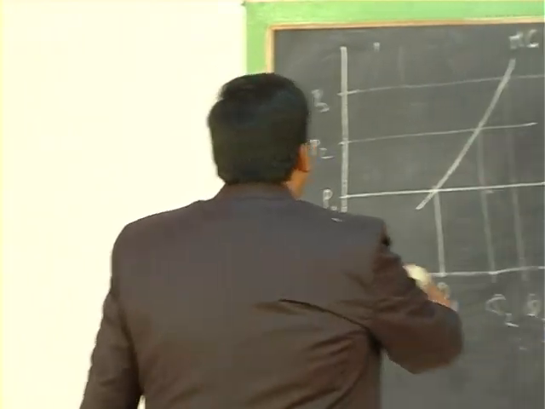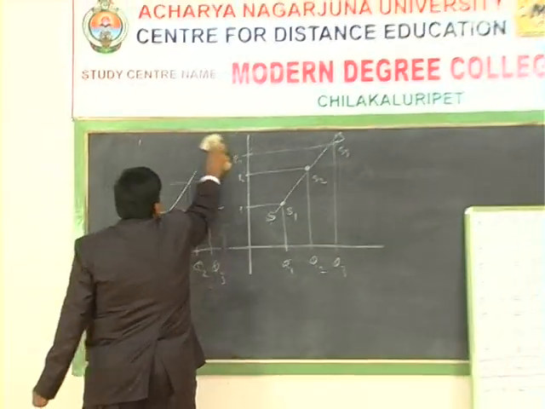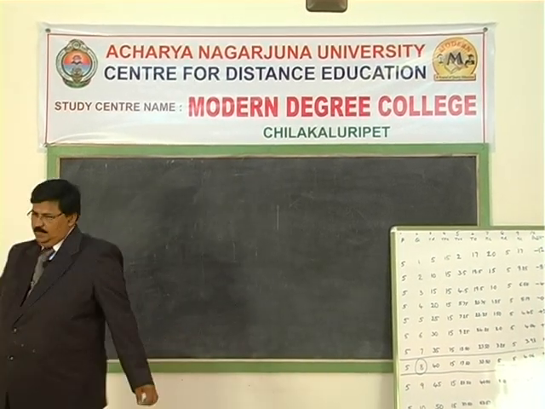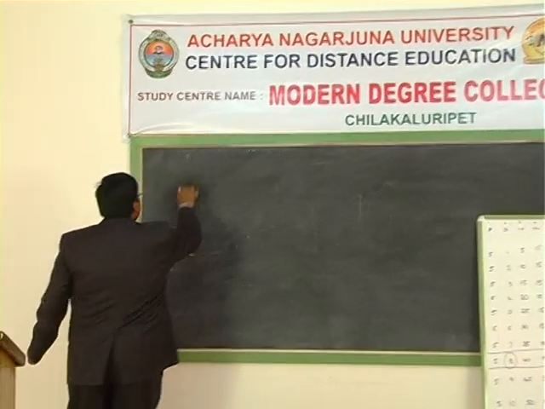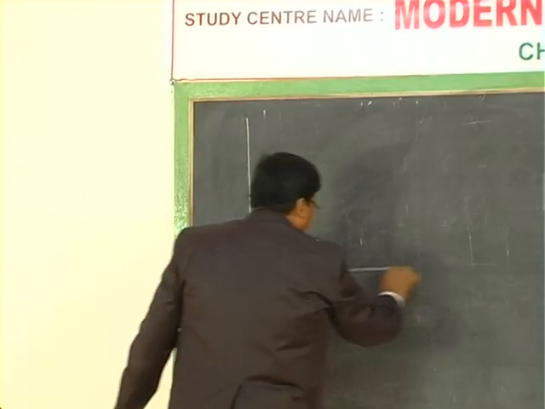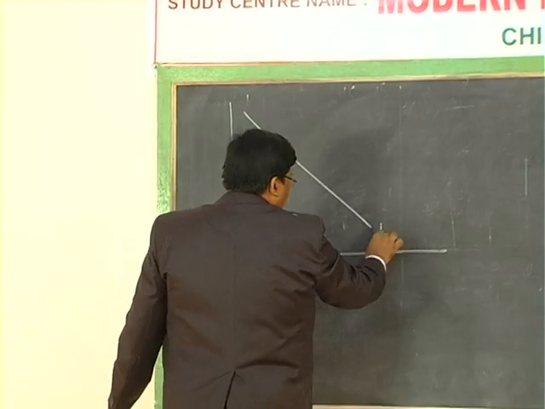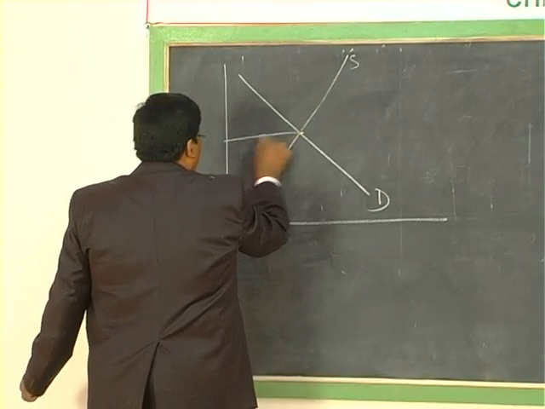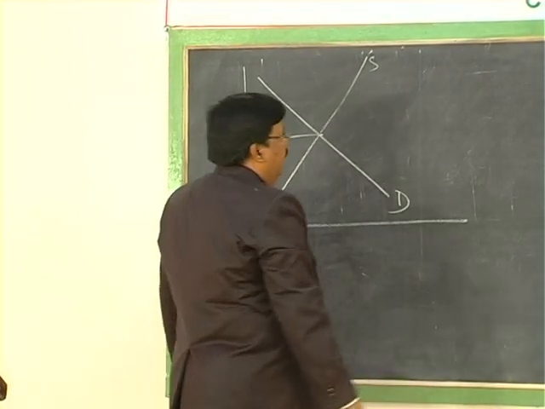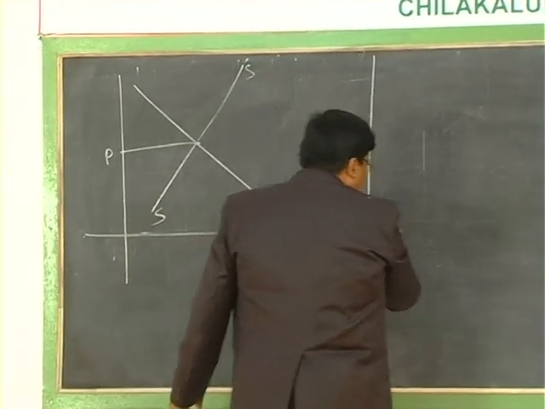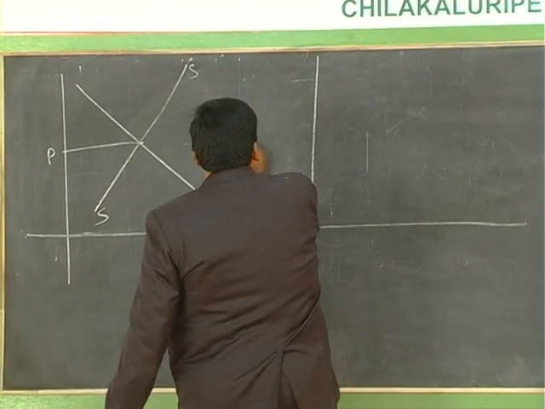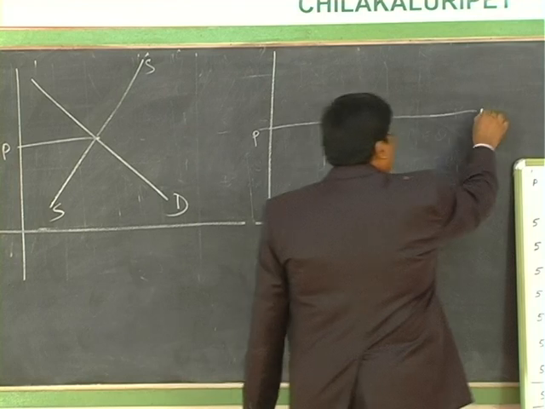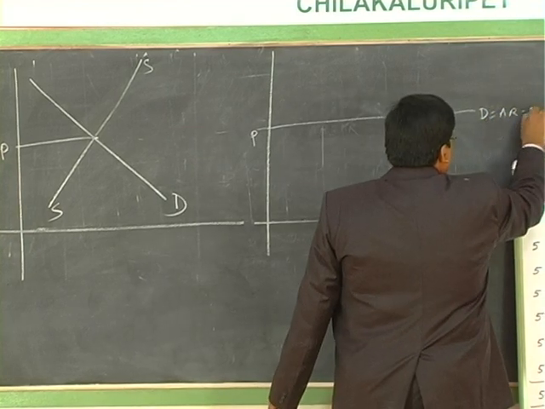And now let us see the short-run equilibrium of a firm and industry in a single diagram. Suppose here this is for the industry. The total market demand and supply, the intersection of demand and supply gives you the equilibrium price OP. And the firm is a price taker but not a price maker. So the price is given, OP. This is the demand curve, which is also equal to AR, which is also equal to MR.